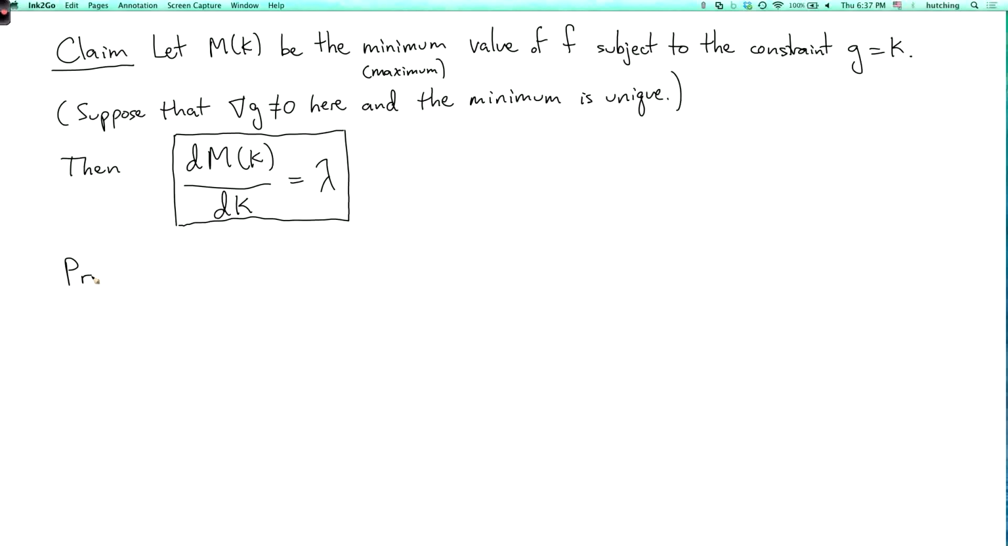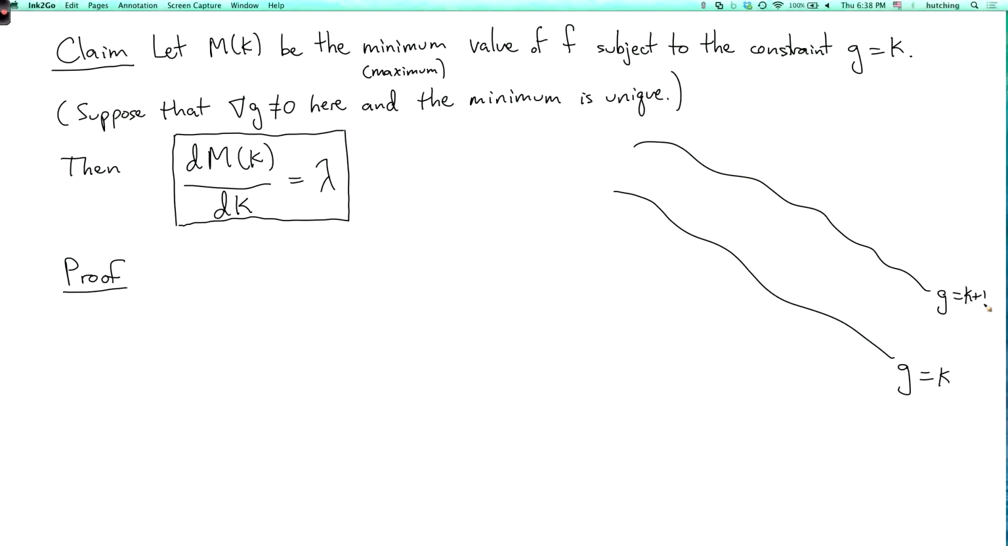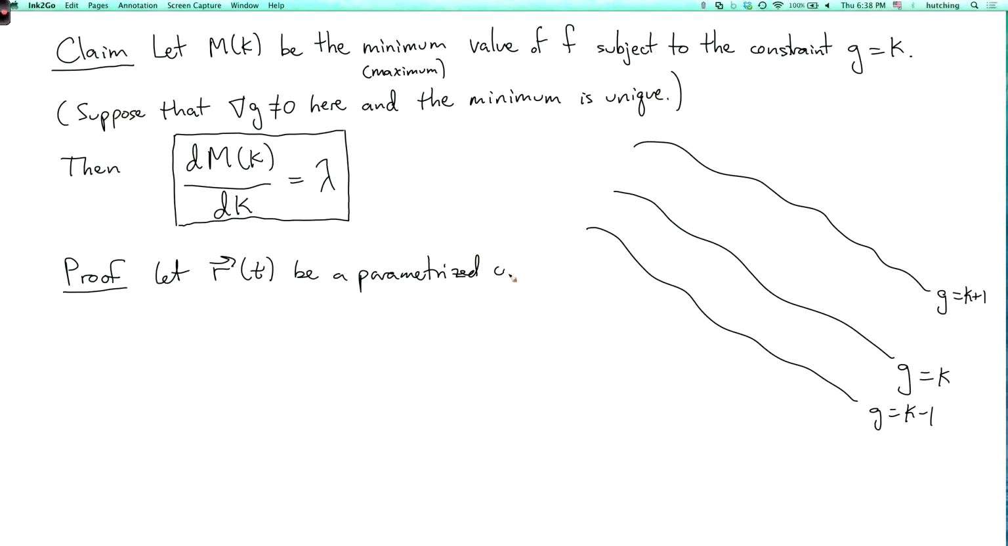So let's prove this. So let's draw a little picture. So here's a level set g equals k. Here's another level set, say where g equals k plus 1. Here's another level set where, say, g equals k minus 1. Now, what we're going to do is we're going to let r of t be a parameterized curve such that r of t, or r of k, let's say, is the point on the level set g equals k where f is minimized.